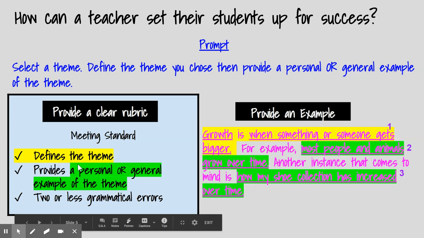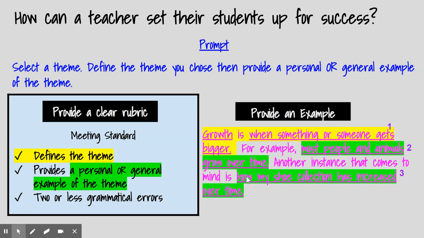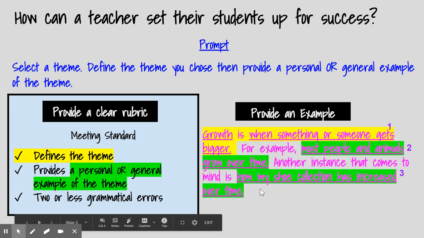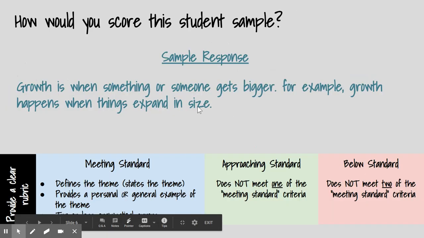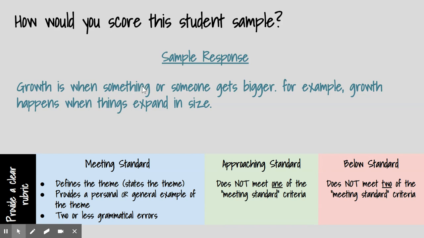You see, the color coordination shows how each part of the rubric is addressed with the student response. So it's defined in the first sentence, and there are 2 sentences that provide examples. So clearly this student went above and beyond, but clearly shows that they know what growth means. Okay, so let's practice 1. How would you score this response?